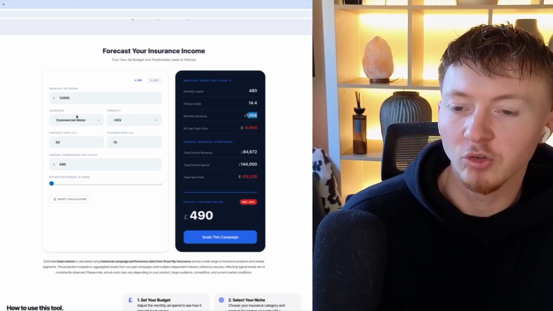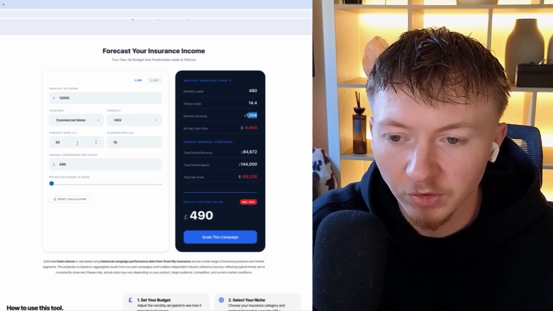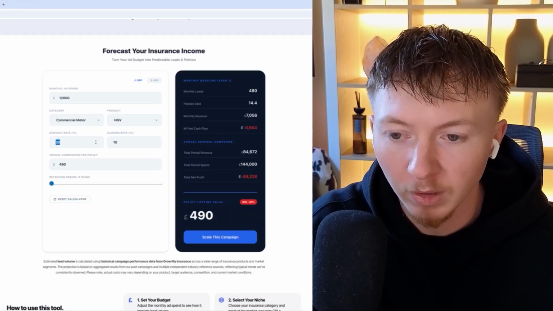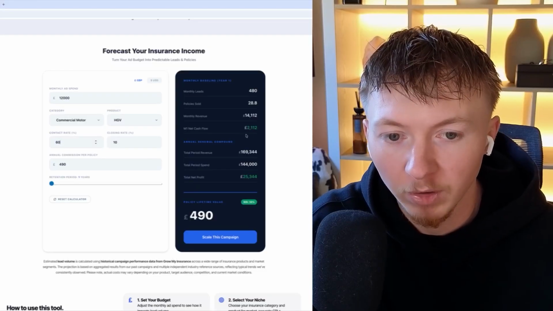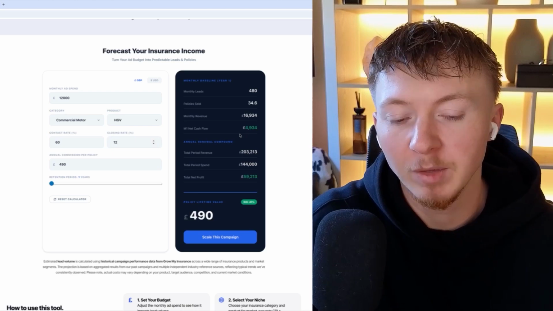So a lot of the time it's not to do with the amount that you spend. It's not to do with the cost per lead. It's a lot of these metrics internally, because you can see quite quickly if we boost this up to say 60%, now we're in the green. We boost this up to around 12, now we're actually consistently making a profit here.